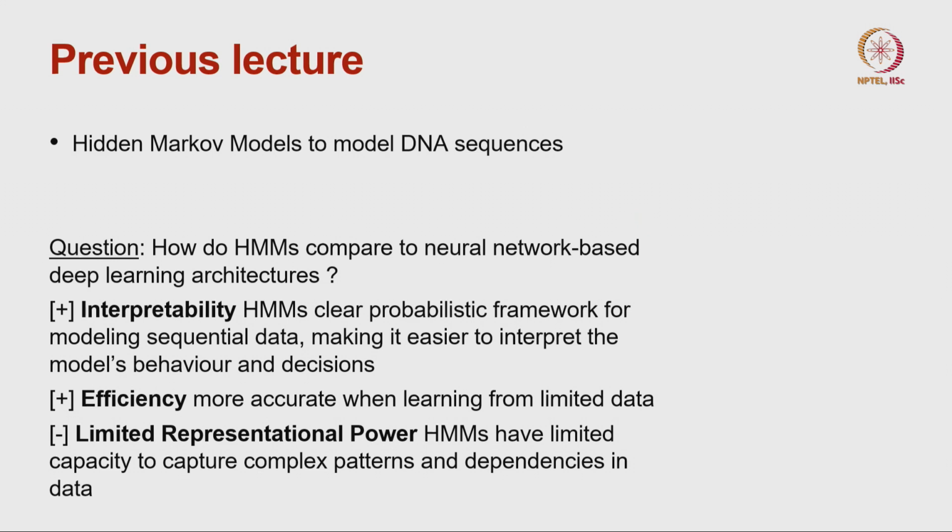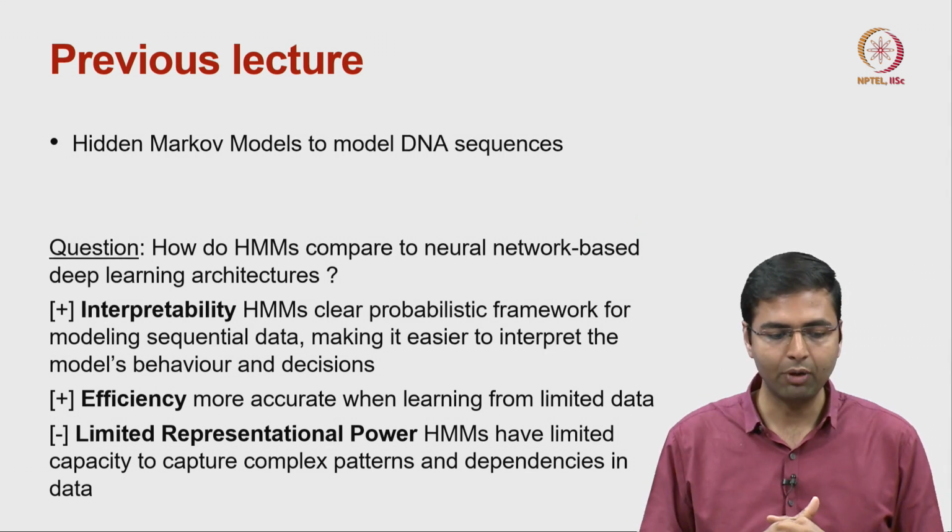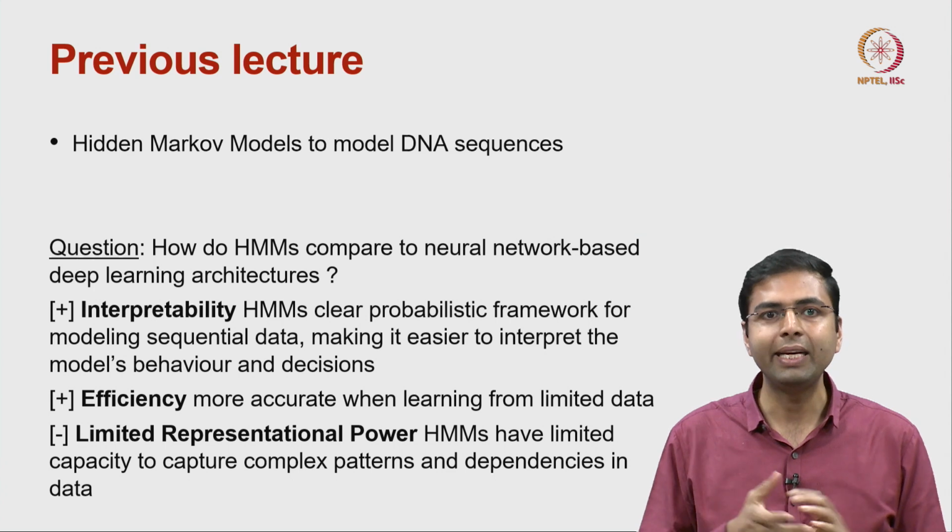Now one question I want to address before we move forward is how do hidden Markov models compare to, let us say, neural network based deep learning architectures? Well, there are some positive as well as negative points. I want to emphasize that hidden Markov models are still used in bioinformatics for many applications. There are 2 strong points. One is interpretability, that is, HMMs are a very clear probabilistic framework for modeling sequencing data, and it makes it very easy to interpret how the model is behaving and how it is making the decisions.